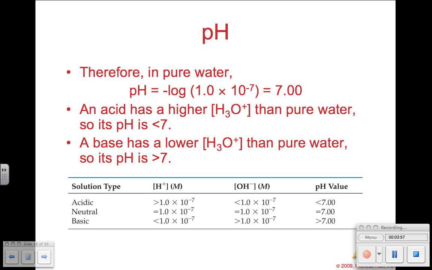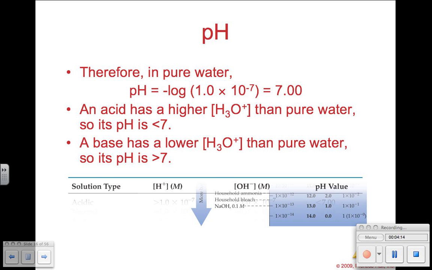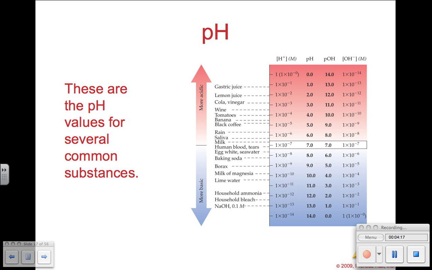And I'm now probably going to hit slides that just repeat what I just said. So an acid has a higher H3O plus concentration than pure water, and its pH is less than 7. A base has a lower H3O plus concentration than pure water, so its pH is greater than 7.